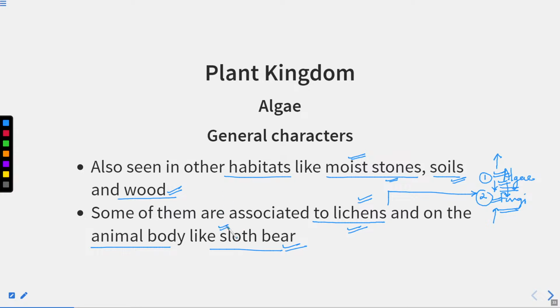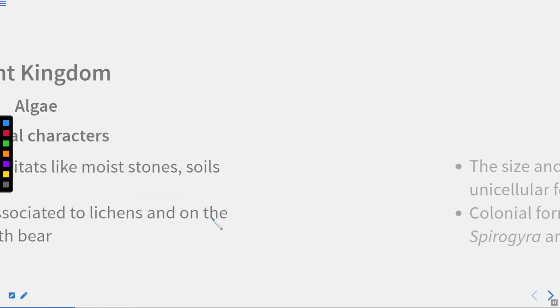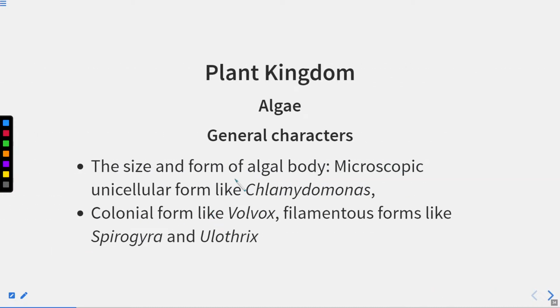Sloth bears are generally wet, so their hairs have some growth of algae. So on the animal body also we can see these algae growing. The size and the form of algal body: microscopic to unicellular form like Chlamydomonas.